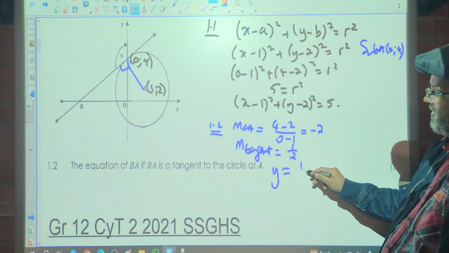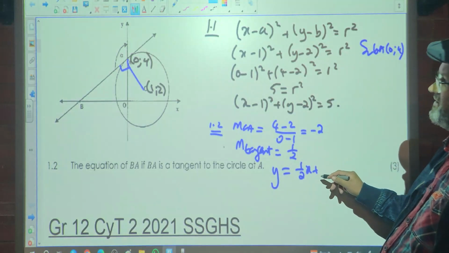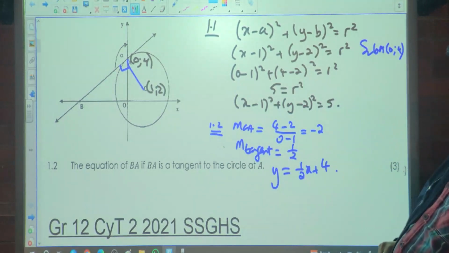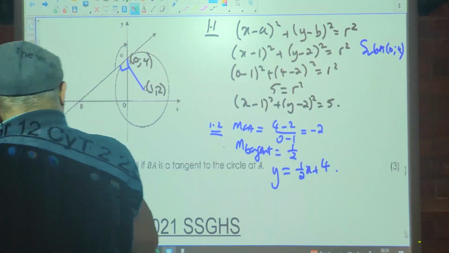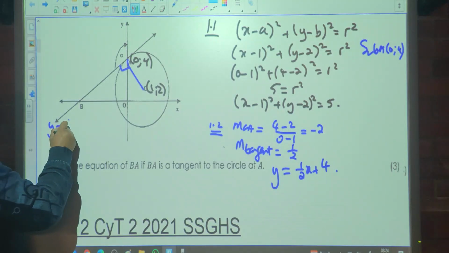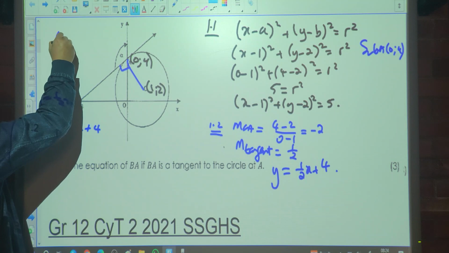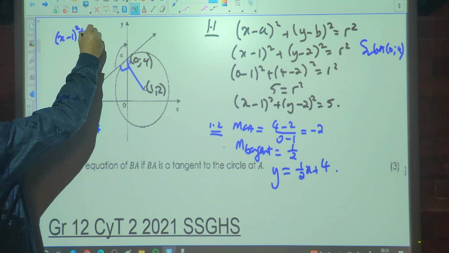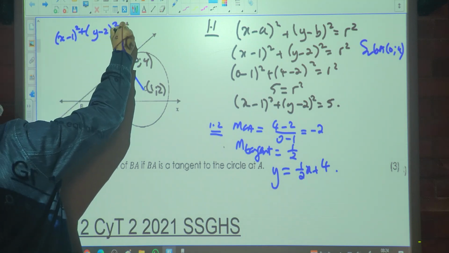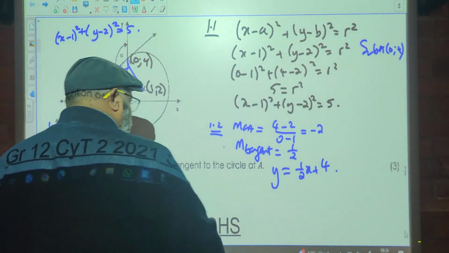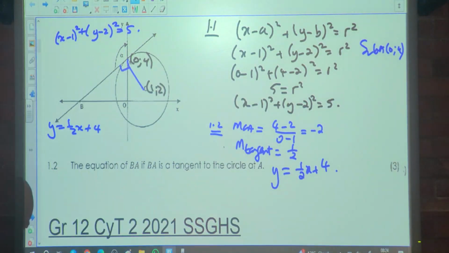is a half. So y = ½x + c, and c, your y-intercept in this case, is going to be 4. Okay, let's write this in here. So y = ½x + 4. The equation of the circle, of course, is (x - 1)² + (y - 2)² = 5. Let's go to the next question.